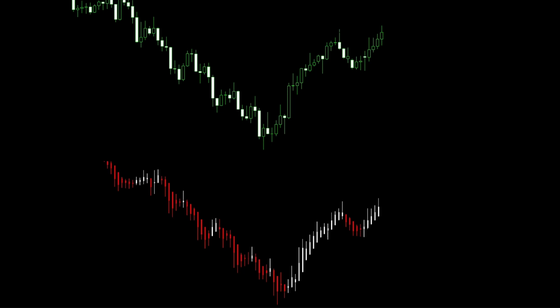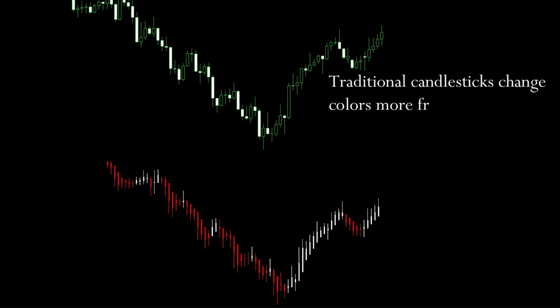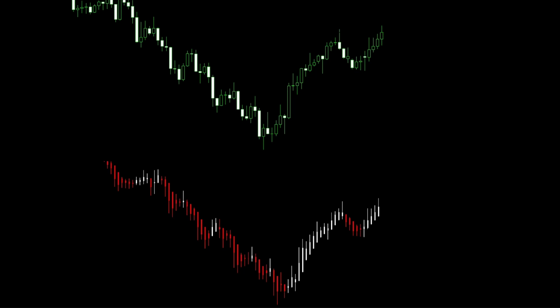Heikin Ashi charts tend to stay green during an uptrend and red during a downtrend. This is one of the major differences with traditional candlesticks. The traditional candlesticks will keep changing colors really fast. However, the Heikin Ashi will provide more solid reading. The Heikin Ashi chart is much smoother looking in terms of price action.